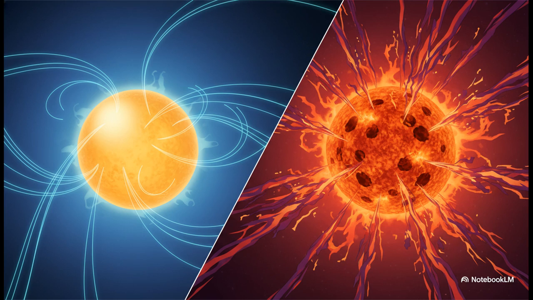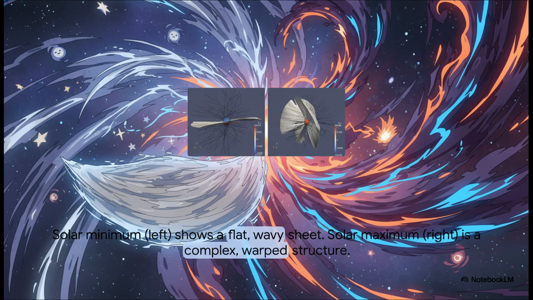The quiet sun on the left, that's going to produce a pretty predictable solar wind. But the active sun on the right, well, that's going to unleash something way more wild, way more turbulent. And here it is. This is the big reveal.